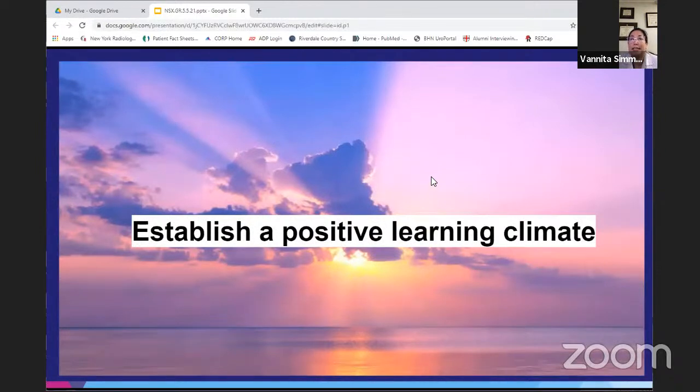And again, I was very impressed by the first session this morning. I thought it was a very wonderful, positive learning climate. Residents were able to ask very thoughtful questions. There were great pictures. I thought it was wonderful.